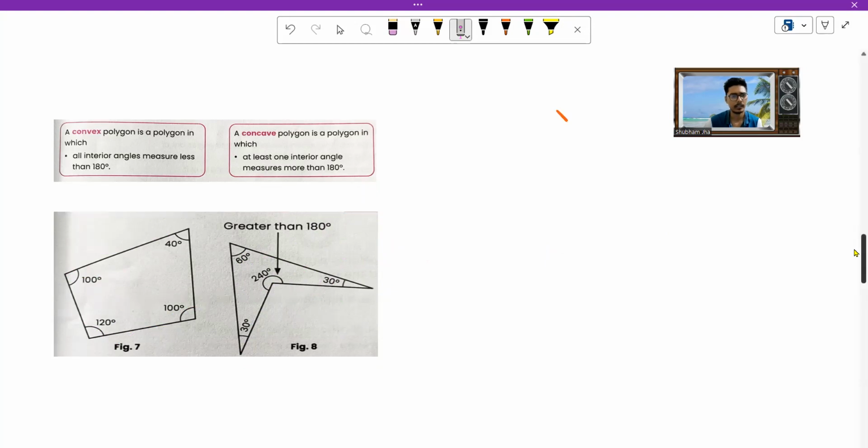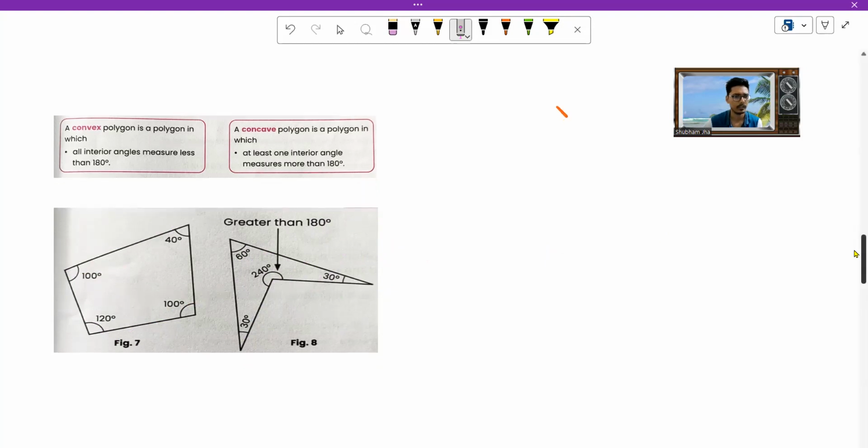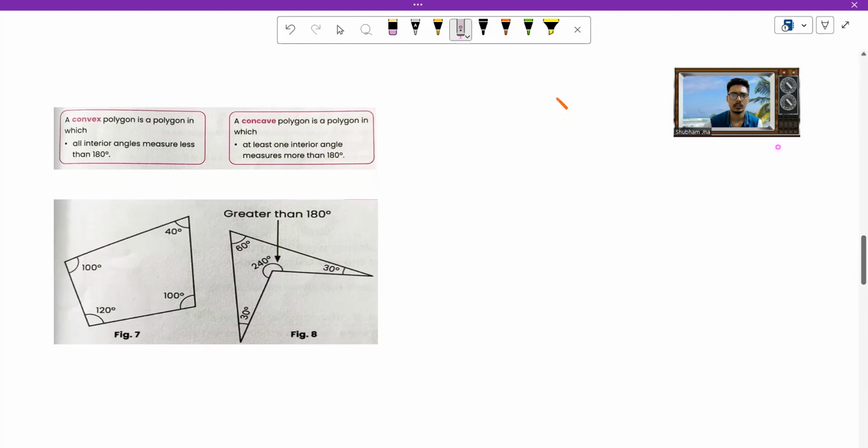Now, can an irregular polygon have all the angles equal, or is it necessary for every irregular polygon to have unequal angles? I will leave it to you, and we'll move to the next topic.